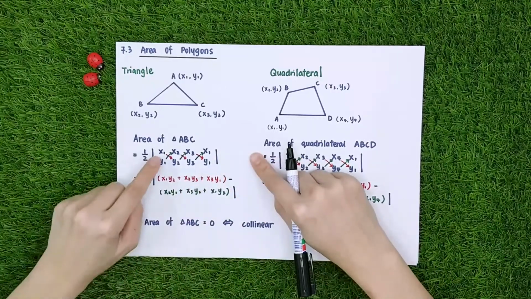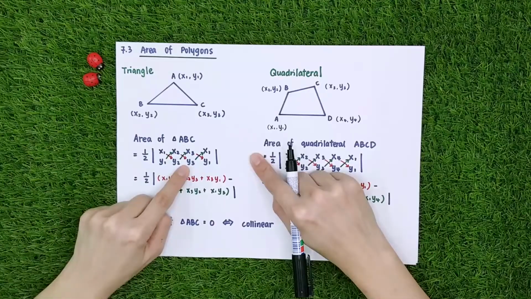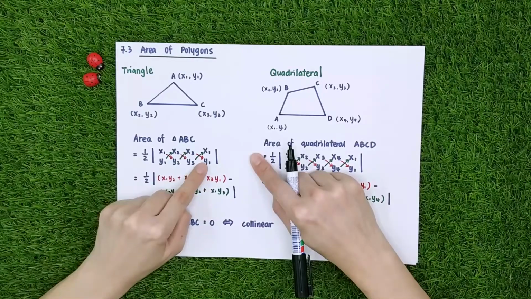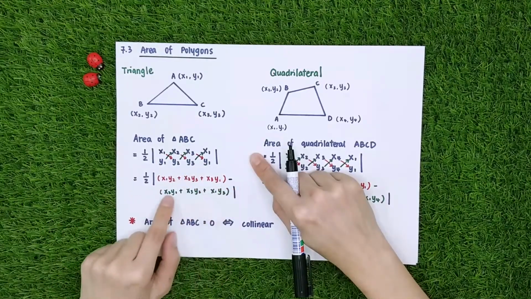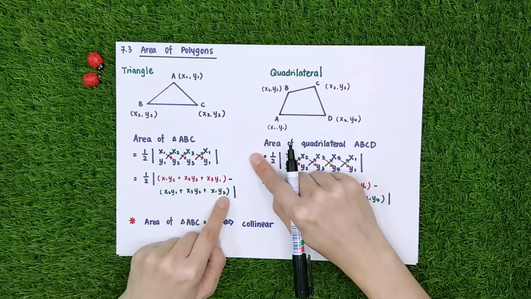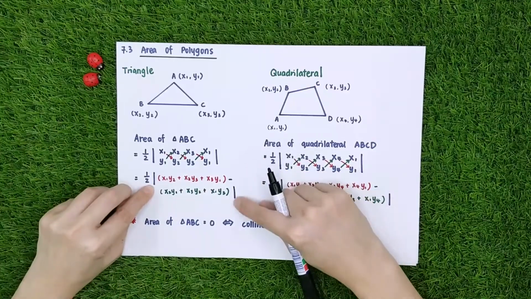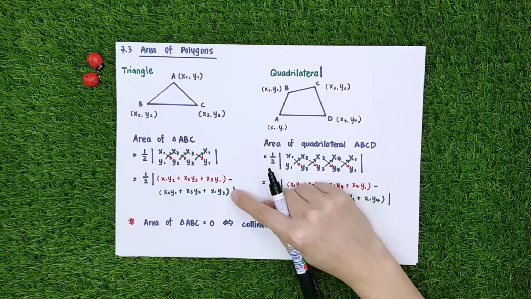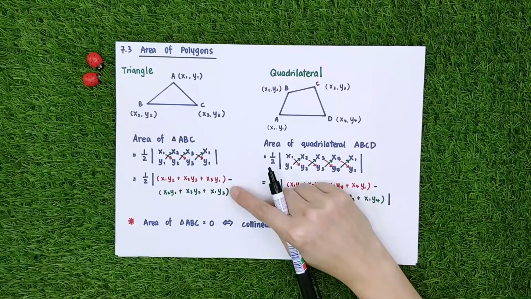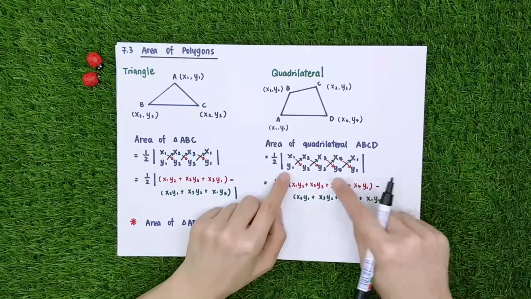Then you multiply x1 with y2 plus x2 times y3 plus x3 times y1. Then minus x2 times y1 plus x3 times y2 plus x1 times y3. Okay, then you will get your answer. And why is there a modulus here? Because the area cannot be negative, okay? It must be positive.